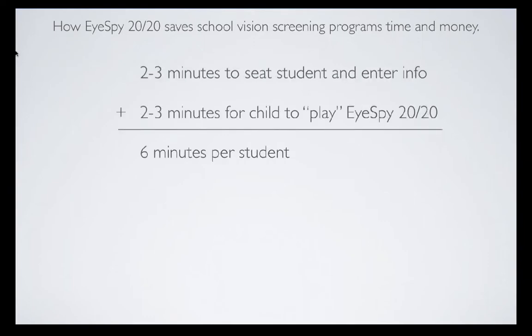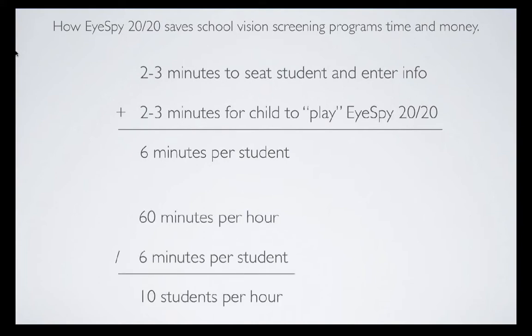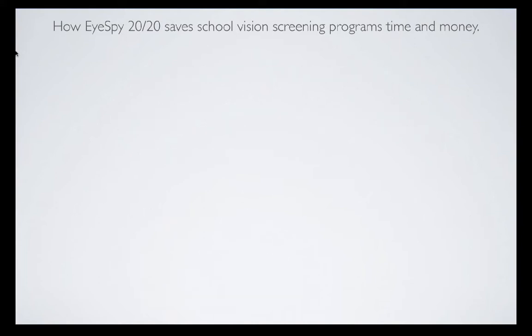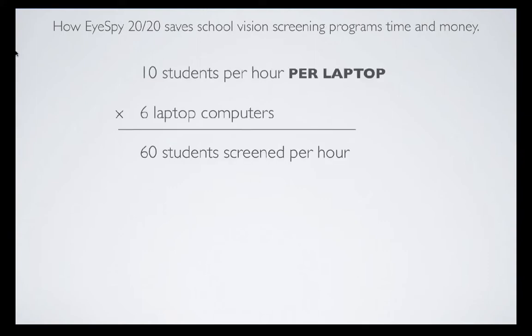Like I mentioned earlier, let's assume that you have to type in the child's information, and then it takes up to 3 minutes for the child to actually play the game. That's average. It's probably a little high, but let's just say 6 minutes per student. That would be 10 students per hour. But what's important about that is that that's 10 students per hour per laptop.